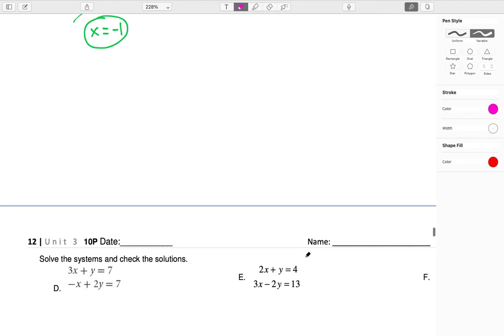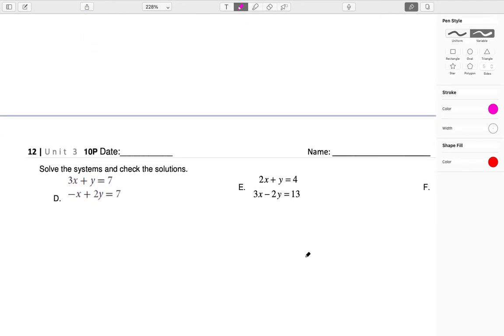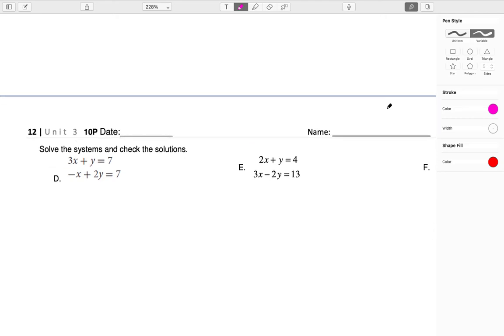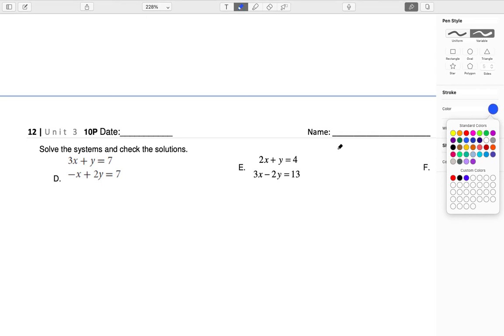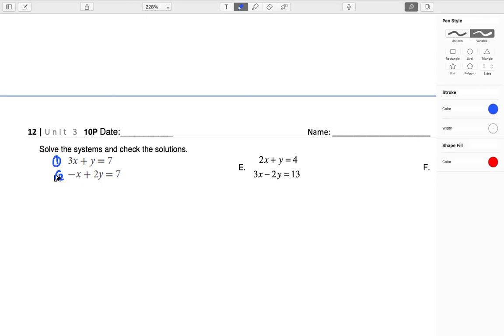Now let's try an example, let's try letter D, okay? So for letter D, again, I'm going to label equation 1 and equation 2, and I'm going to ask myself, which equation do I want to isolate for? So I'm going to isolate for equation 1 because I don't have a coefficient for y. But you can isolate for x if you like. So for example, let's say I like to isolate for x here this time.